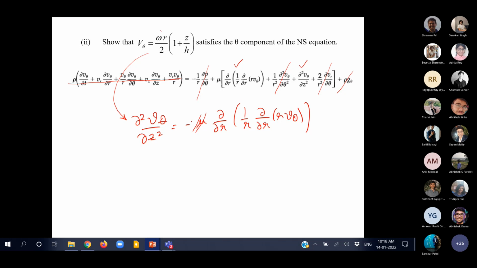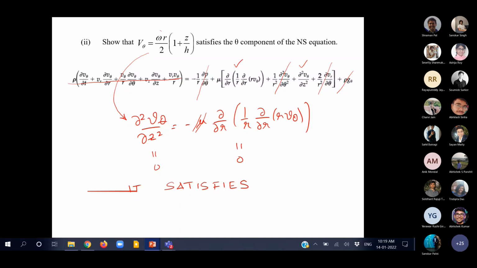Now if you plug in the supplied form of v theta, you would see that the left hand side is simply going to be 0 and the right hand side will also be equal to 0. Therefore this would be equal to 0 and this would be equal to 0, such that the form that is provided satisfies the theta component of the Navier-Stokes equation. Any question?